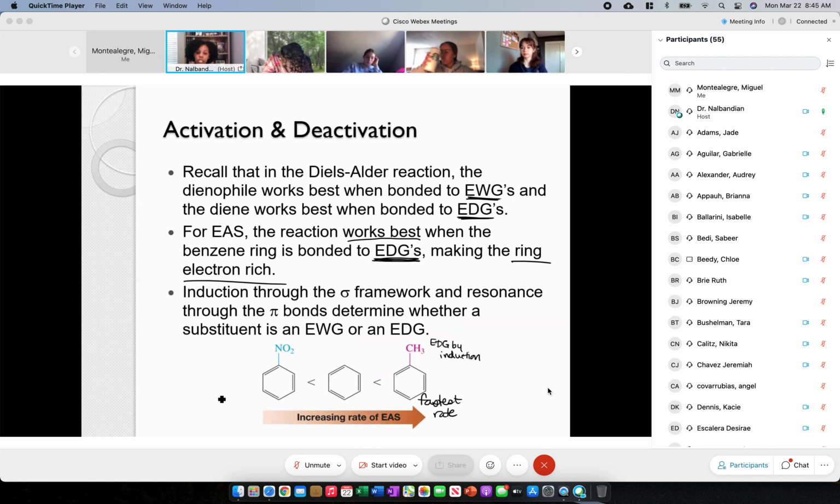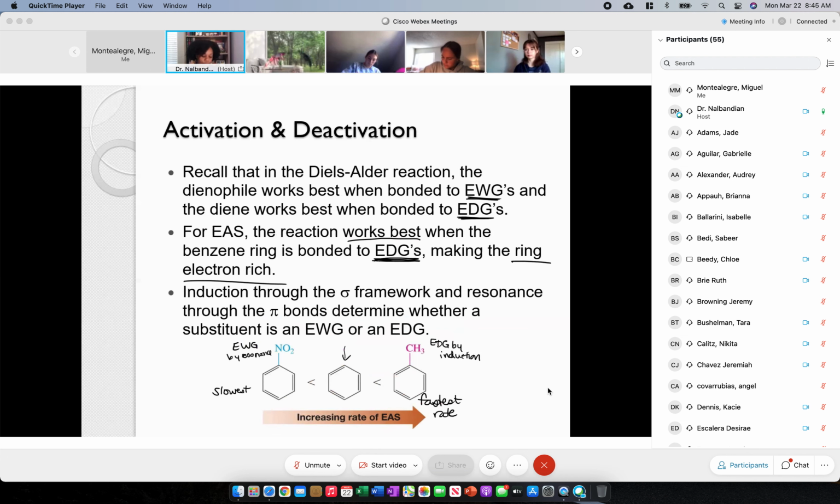But why would this be the slowest rate? Well, we have a nitro group, which we know is an electron withdrawing group by resonance. And so this is an electron poor benzene ring. And then in the middle, we just have regular benzene. That works well for the reaction, but if we put on something electron donating, that's going to make the reaction even faster.